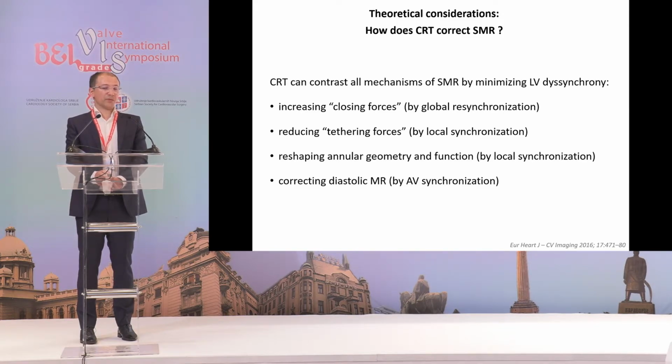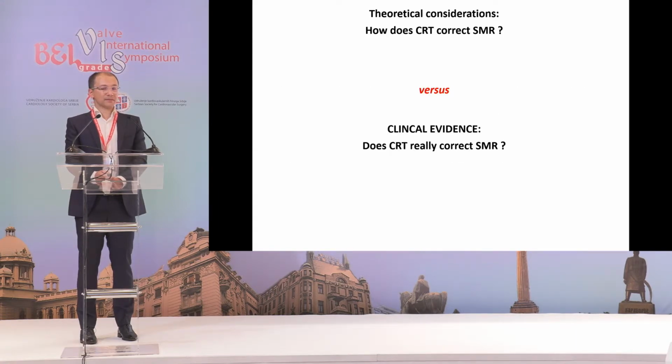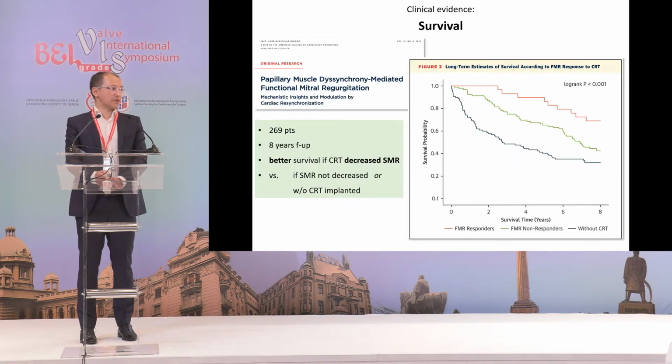na nivou mitralnog aparata. Postoji još jedan interesantan, mogući efekat CRT-a, koji se tiče AV sinhronizacije. AV vremena mogu se programirati kada se radi o sinusnom ritmu sa CRT-om, a to može da dovede do korekcije dijastolne mitralne regurgitacije. Dobro, ovo su teoretska razmatranja. Kako je to prevedeno u kliničku praksu, kliničke dokaze? Da li CRT stvarno koriguje sekundarnu mitralnu regurgitaciju?